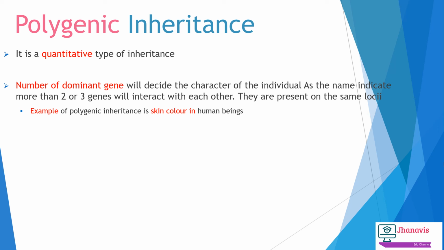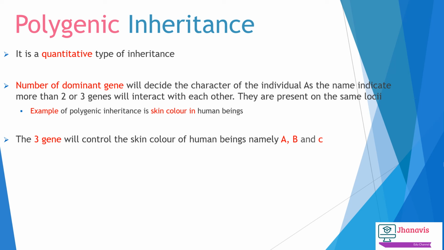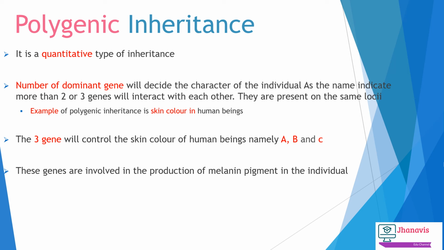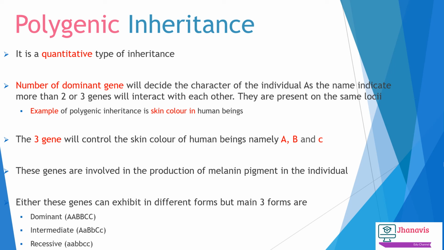We all know that the pigmentation is mainly due to the presence of the melanin which is present in the skin. So the 3 genes which code for the melanin pigment are A, B and C. You can see in the diagrammatic representation where I have given you the dominant AABBCC, and here there is an intermediate AaBbCc, whereas the full recessive character is aabbcc.